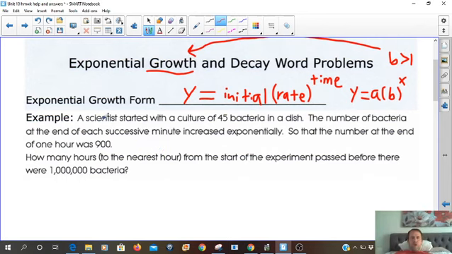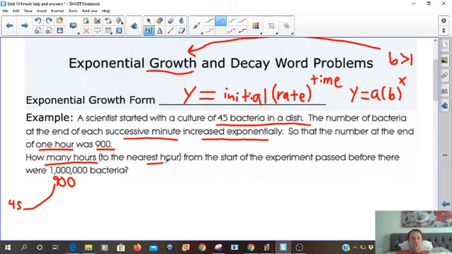So you only have 4 problems in the homework. So a scientist started with a culture of 45 bacteria in a dish. The number of bacteria at the end of each successive minute is increasing because they multiply like crazy, those evil bacteria. So the number at the end of 1 hour, or 60 minutes, was 900. So it went from 45 bacteria and then skyrocketed up to 900 bacteria. And so that's just in 60 minutes. And then they want to know how many hours to the nearest hour from the start of the experiment passed before there were 1 million bacteria, right?